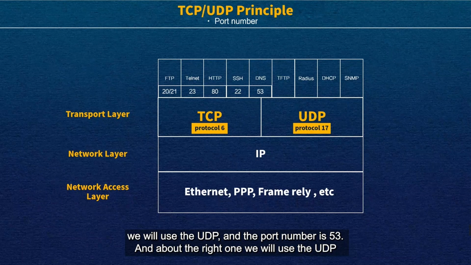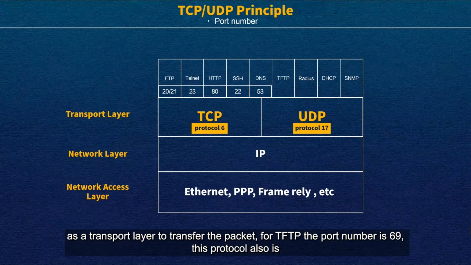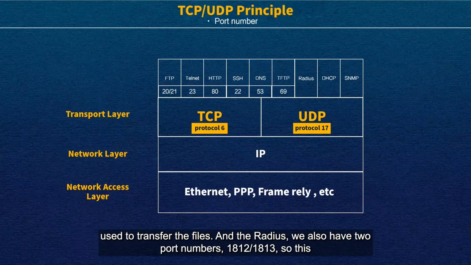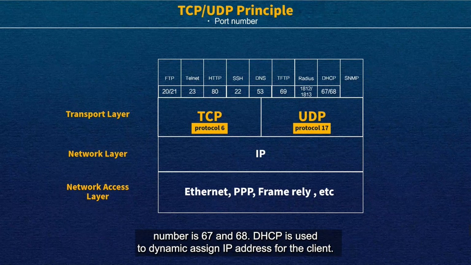On the right side, we use UDP as the transport layer to transfer packets. TFTP has port number 69. This protocol is also used to transfer files. And RADIUS has two port numbers, 1812 and 1813: one for authentication and another for accounting. And DHCP has port numbers 67 and 68. DHCP is used to dynamically assign IP addresses to clients.